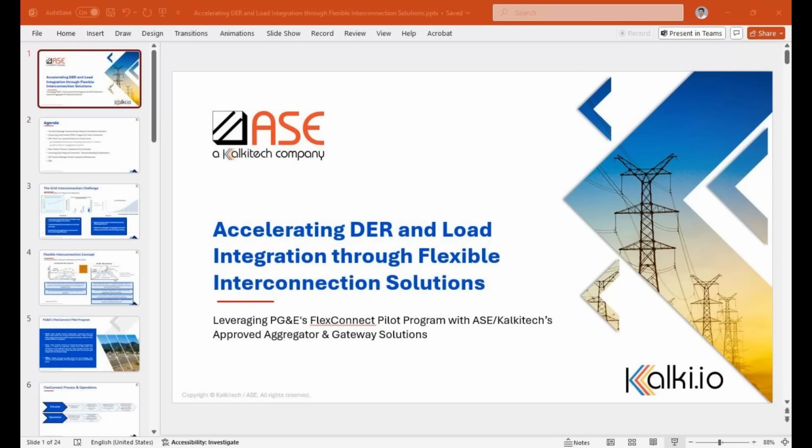So today's session is on accelerating DER and load integration through flexible interconnection solutions. Primarily, we'll focus on PG&E's FlexConnect pilot program and how ASC's Kalkitech approved aggregators and gateway solutions were used in that.